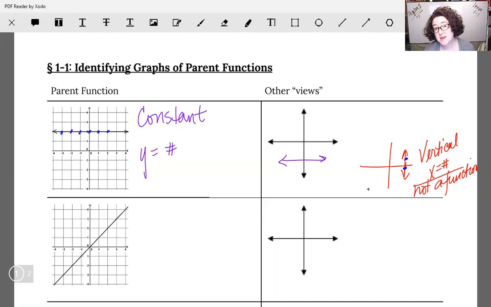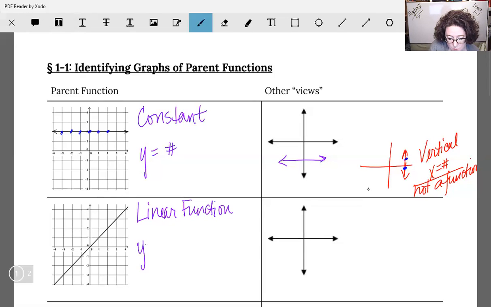Okay, the second function, again, should look very familiar from Algebra 1. This is actually called our linear function. And again, we distinguish between this and the constant function because it is going to be at kind of an angle. It's going to be slanted. So this actual equation that we have, y equals x, although you're used to seeing this in the format y equals mx plus b, with your m being your slope and your b being your y-intercept.